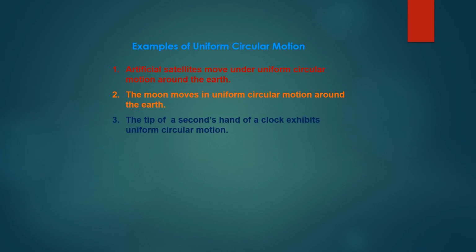Let us see the examples of uniform circular motion. Artificial satellites move under uniform circular motion around the Earth. The moon moves in uniform circular motion around the Earth. The tip of the seconds hand of a clock exhibits uniform circular motion.